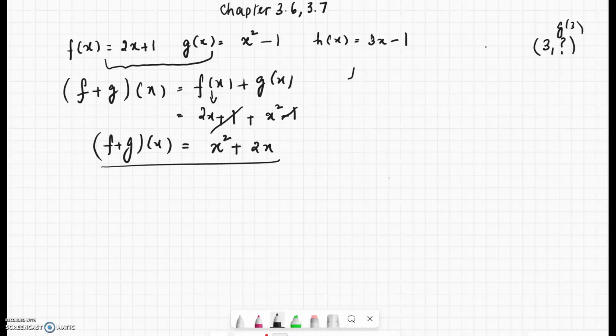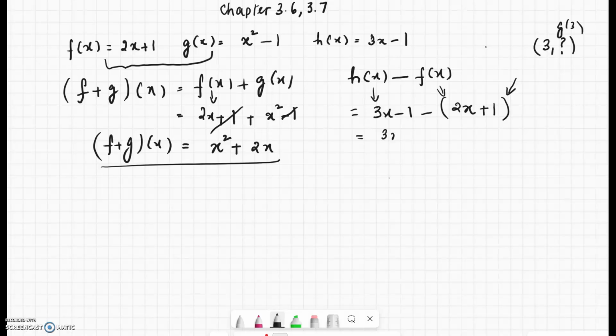Now what if I go h of x minus, let's say, minus f of x. So I take the h of x, which is equal to 3x minus 1, and I have to subtract the entire equation. So I put it in parentheses. This is something that we have to be extremely careful about. It's not just the 2x, but the entire 2x plus 1 that needs to be subtracted.